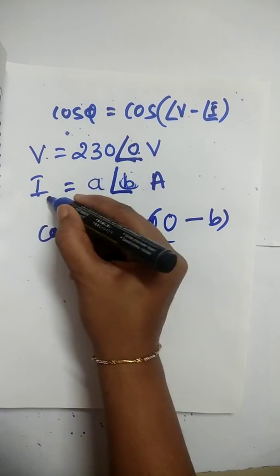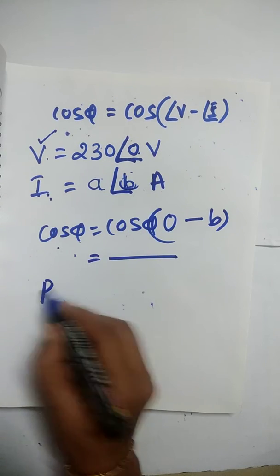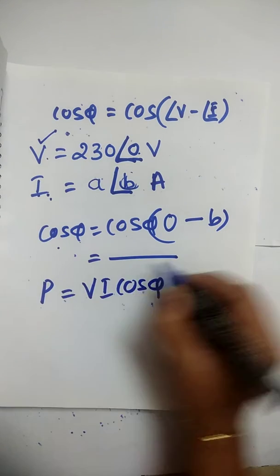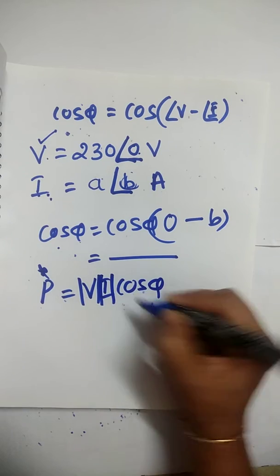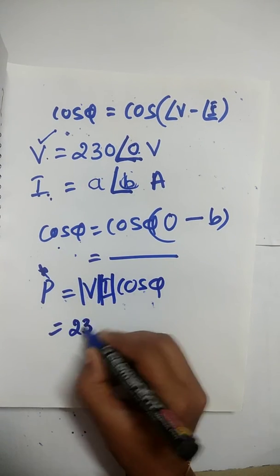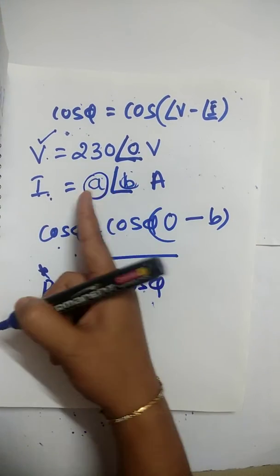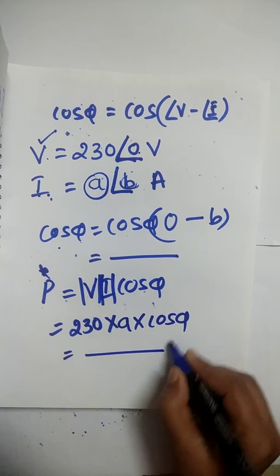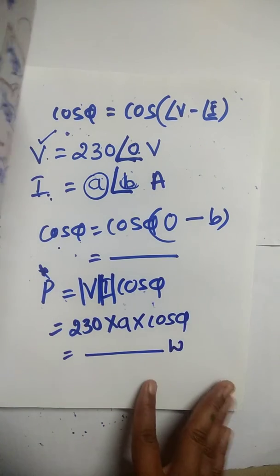Once you know V, I and cos phi, you can calculate P is equal to VI cos phi. Remember, while taking P, here we need to take only the magnitude. So magnitude of voltage is 230 volt, magnitude of current is whatever you get before that angle, into cos phi. This will be in terms of watts. I hope you have got how to deal with this numerical.